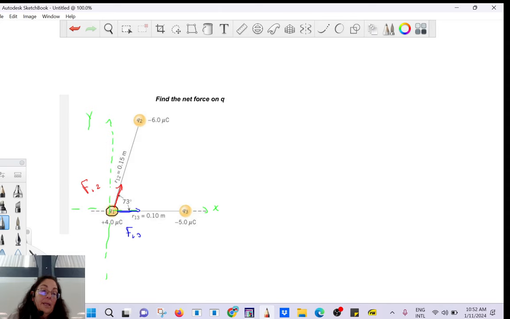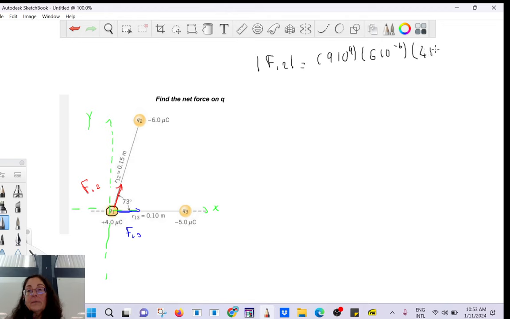And I have to watch the time. First thing, I recommend that you just find the magnitude. First, you find the magnitude and then we will deal with the cosine or sine or whatever. First, the magnitude. It's just Coulomb's law. So 9 times 10 to the 9. Magnitude, forget about the negative sign. Here you have 4 times 10 to the negative 6. And then you have a distance squared, which is 0.15 squared. Okay, anyone did that?